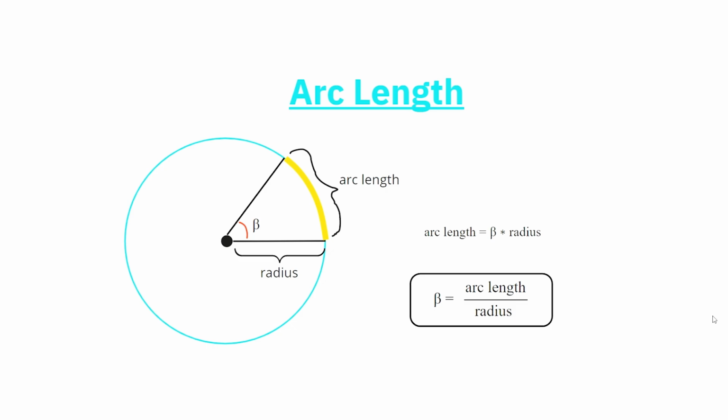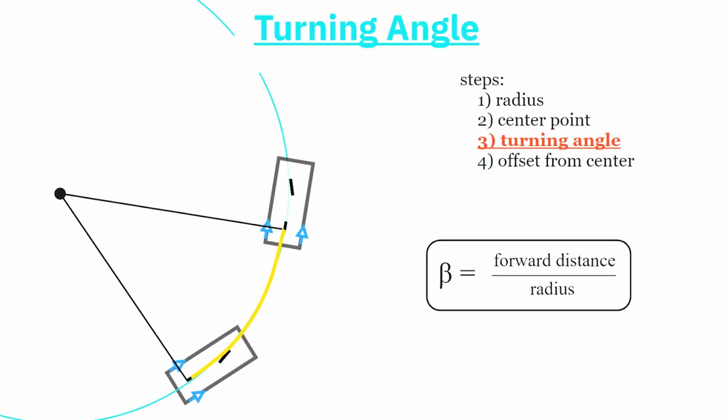Note that this formula is exactly how a radian is defined. When the arc length is equal to the radius, the central angle is 1 radian. Since we are given the forward distance, and we have already calculated the radius, we simply divide these values to determine beta.